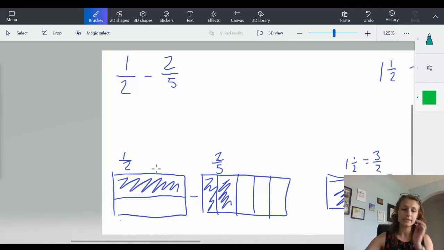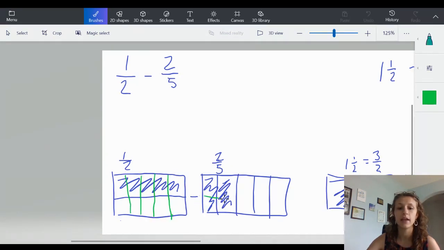So I've represented my two fractions on my area model. I have my 1/2 and my 2/5. I have put in my subtraction sign just to remind myself that I'm not combining, I'm subtracting. I'm going to go ahead and find my equivalent fractions just like I would anytime I have my area model. So I see that I'm going to show my fifths, and I'm going to show my halves to find that equivalent fractional unit of tenths.